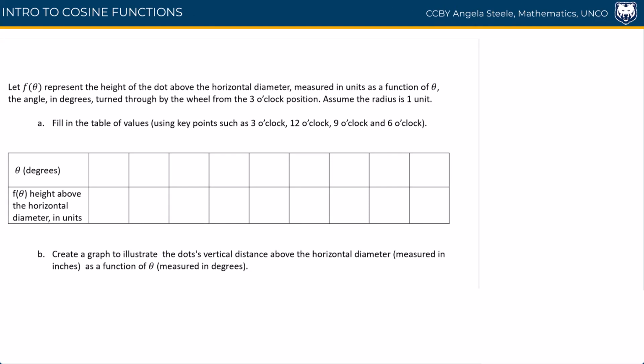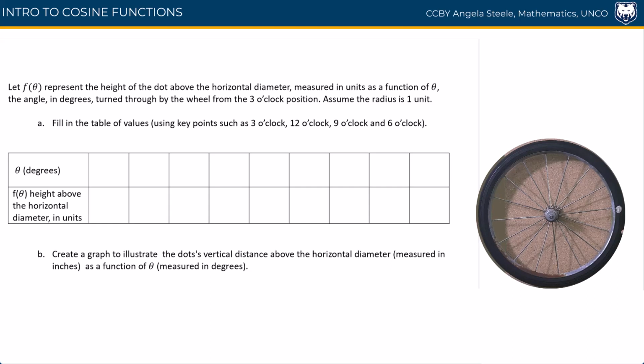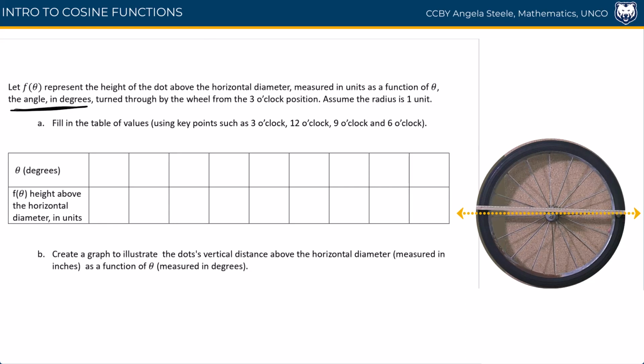So we are again going to be using our trig wheel to help us reason through our functions. So the first one, we're starting out with our function is going to represent the height of the dot above the horizontal diameter, so just like we did before, measured in units as a function of theta, the angle in degrees. So that is what is going to be new in this problem compared to the previous problem. So before we were using time as the input, we are now going to use degrees as our input.